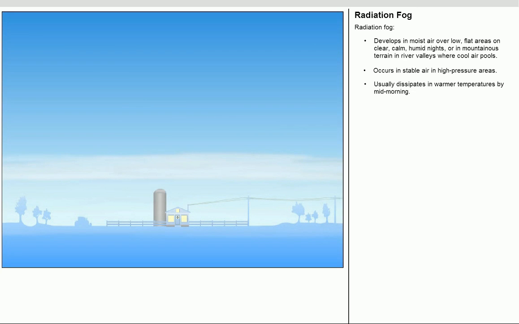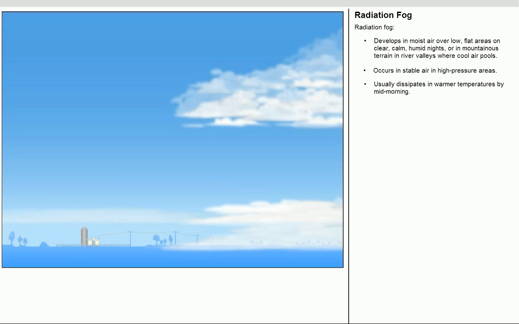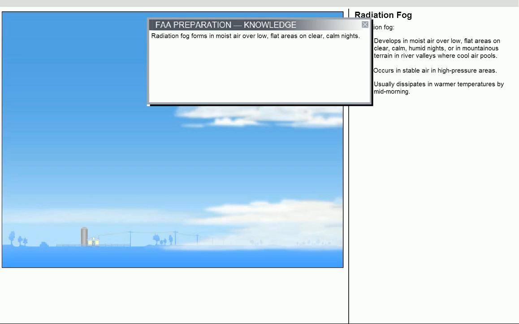Radiation fog usually occurs in stable air in high-pressure areas. As early morning temperatures begin to rise, the fog slowly lifts and usually dissipates by mid-morning. If higher cloud layers are covering the fog, it might not burn off until later in the day.